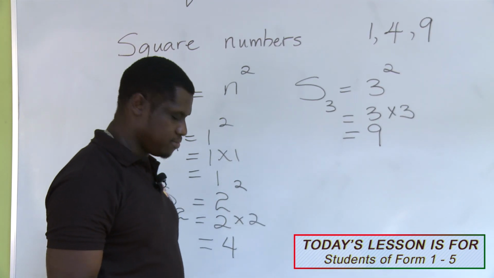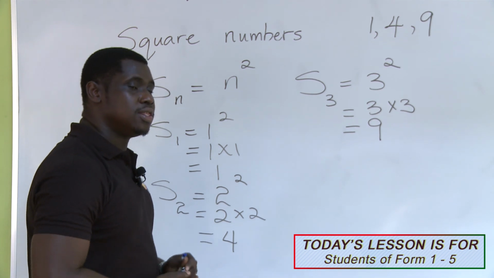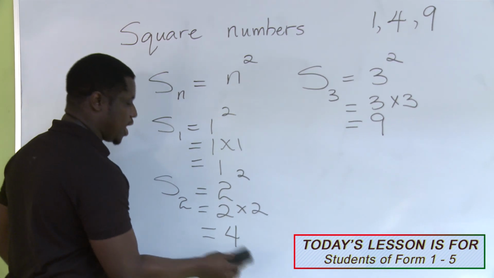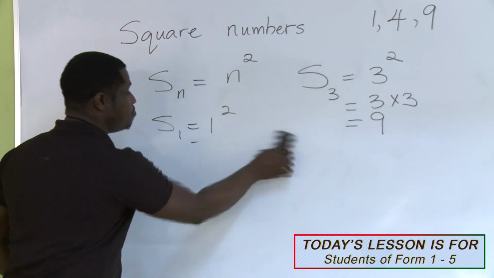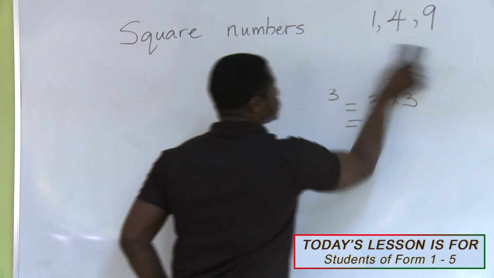Are you getting the flow? Now, the third pattern I want us to look at would be cube numbers.